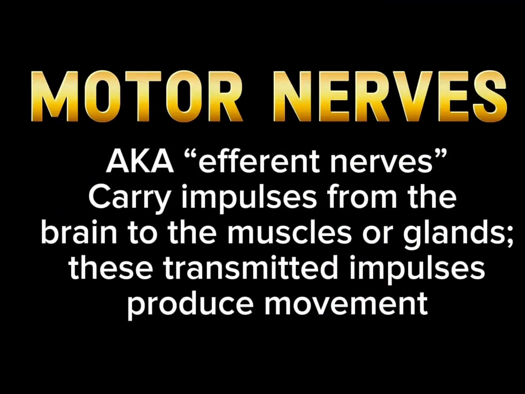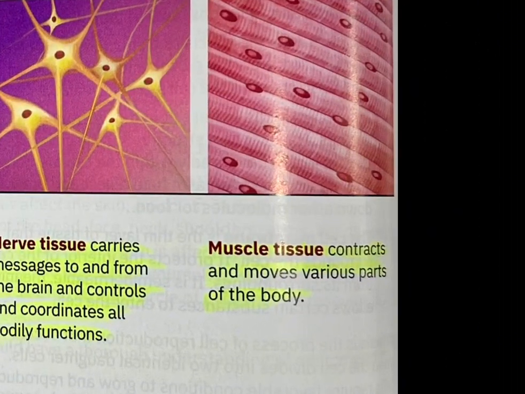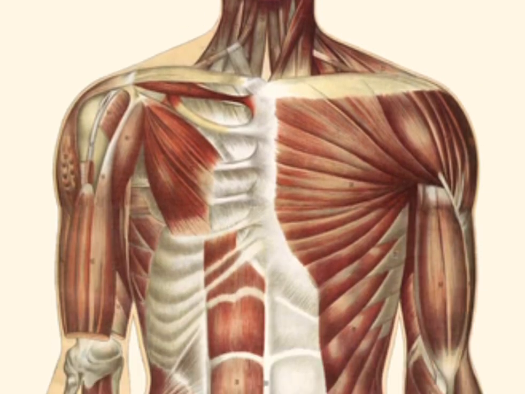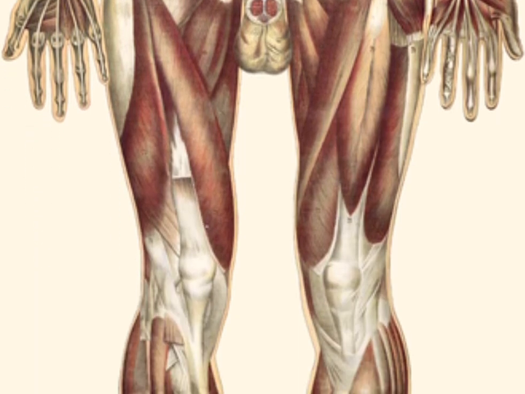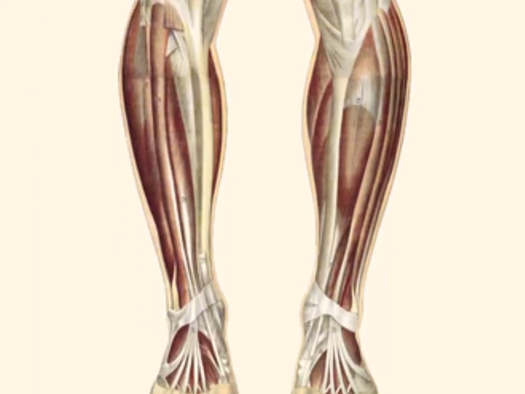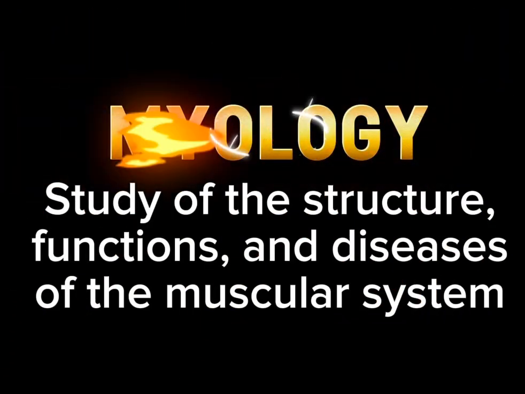Motor nerves, also known as efferent nerves, carry impulses from the brain to the muscles or glands. These transmitted impulses produce movement. Muscle tissue contracts and moves various parts of the body. Muscular system, body system that covers and holds the skeletal system in place and moves various body parts. Myology, study of the structure, functions, and diseases of the muscular system.